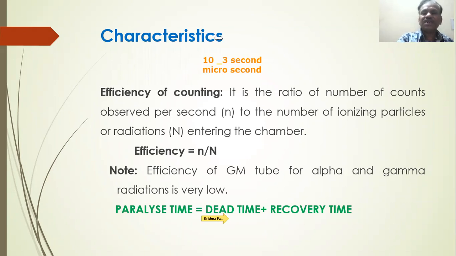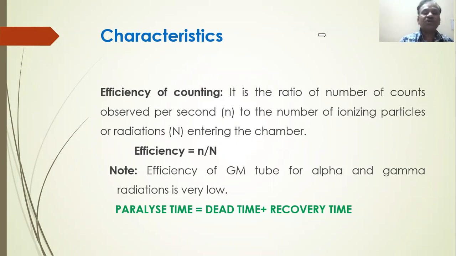Dead time plus recovery time, all together, I will use another word: paralyzed time. Suppose dead time is 200 microseconds and recovery time is 100 microseconds. Then 200 plus 100 equals 300 microseconds, which is the paralyzed time. Dead time means the time up to which the counter is unable to detect any radiation. Recovery means the system should be ready again for the next counting. Together, they are called paralyzed time.